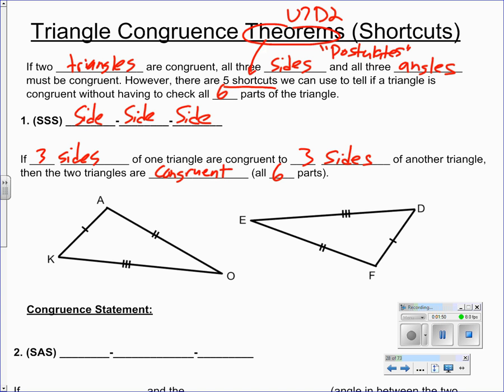So here's an example of side, side, side congruence right here. If we look at these 2 triangles, the information it gives us is that side KA is congruent to side DF. It also tells us side AO is congruent to side FE. And tells us side OK is congruent to side ED.